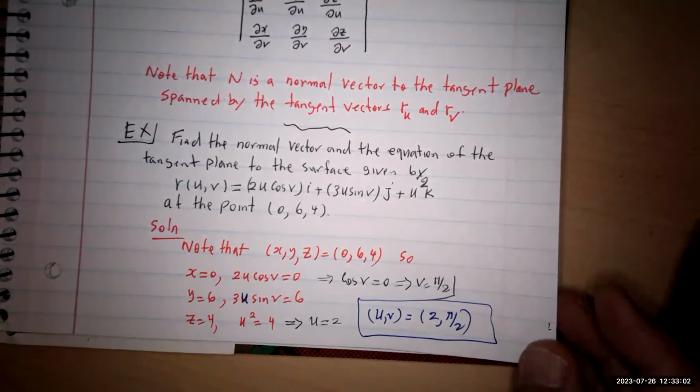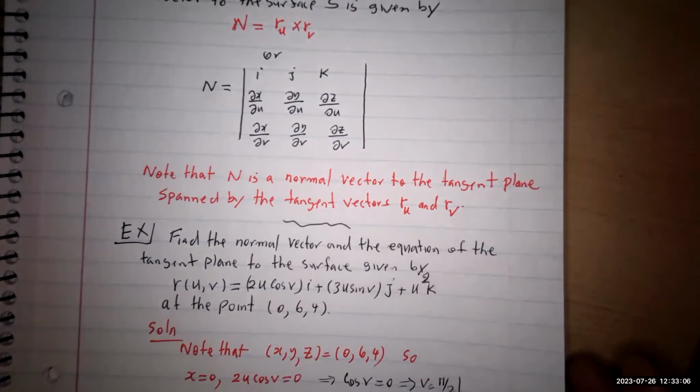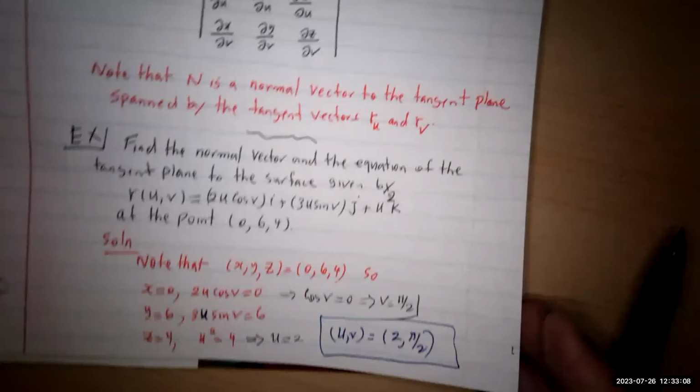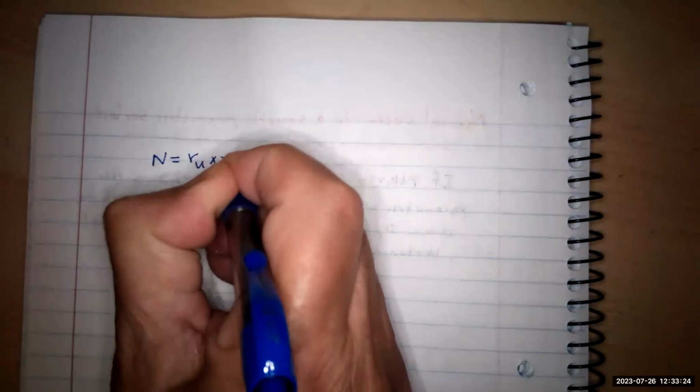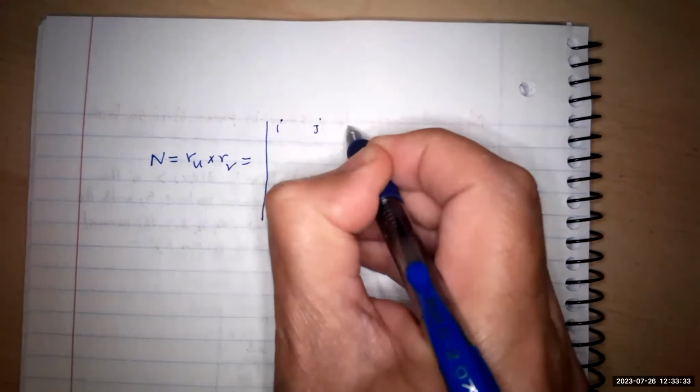You have to find the normal vector. So I go to the next page. Any question? So find the corresponding point, and then we are going to form the normal vector n. So the normal vector n is equal to r_u cross r_v. So this is going to be the determinant with i, j, k.